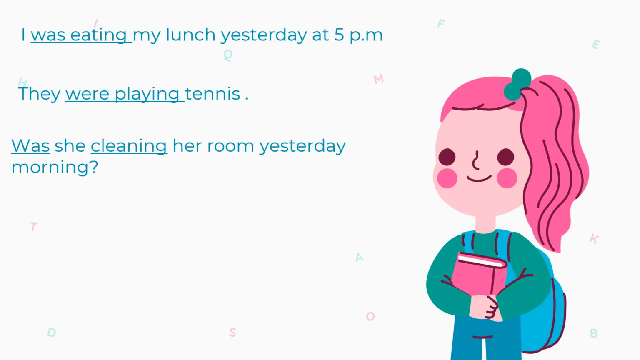So if you paid attention to the verbs in these sentences, we are using verb to be, which is was or were, and we are adding ing to the verb, okay? So we have was eating, were playing, was she cleaning. In these sentences, we can understand that we are talking about an action that was happening for a long period of time in the past. So it was happening and it continued for a long period in the past.